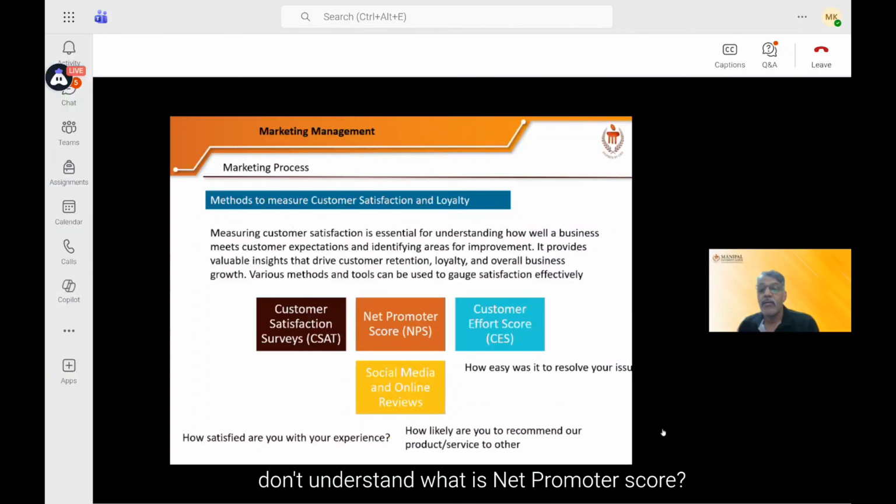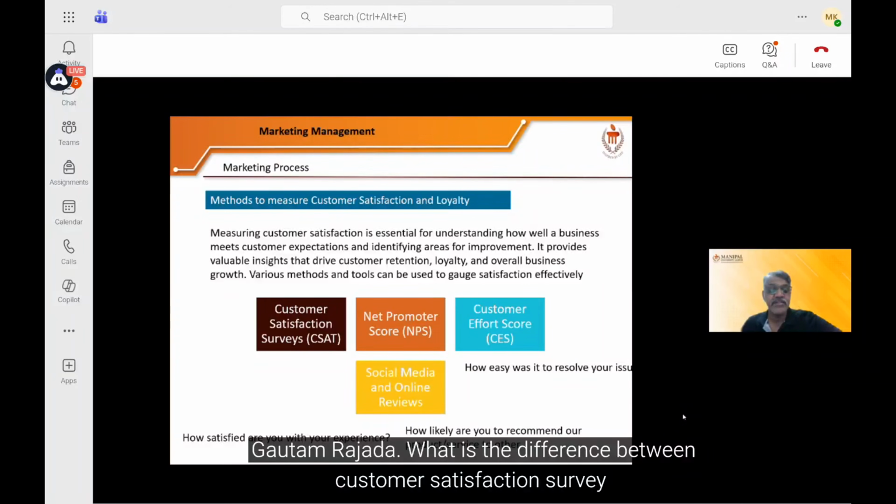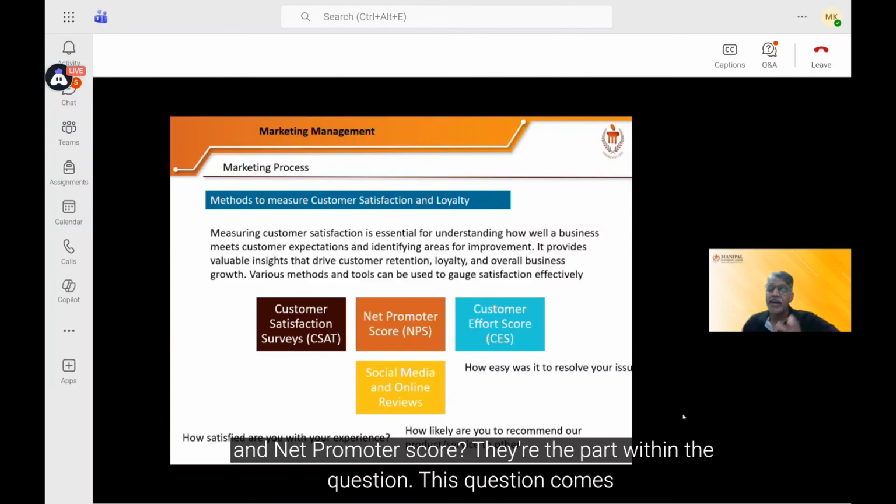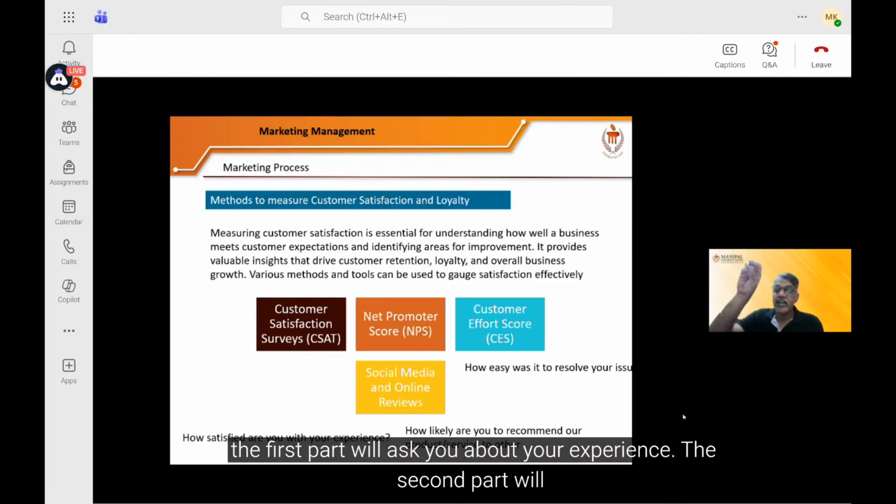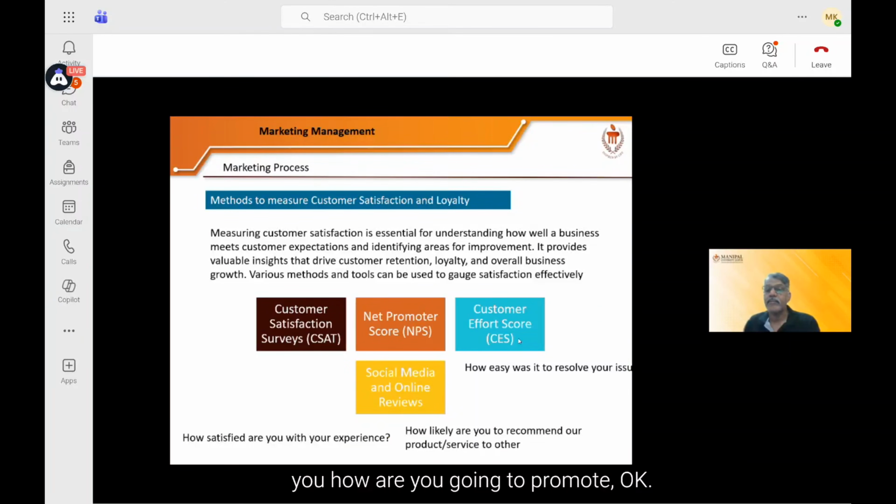I didn't understand. What is net promoter score? That's why I told you, how are you going to promote your product to the other consumers? That is what is called a net promoter score. Gautam Raja, what is the difference between customer satisfaction survey and net promoter score? They are part of the same question. The first part will ask you about your experience. The second part will ask you how you are going to promote. Okay.